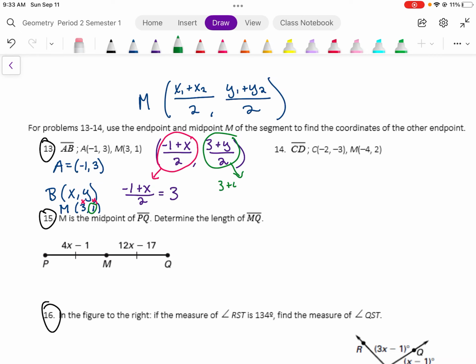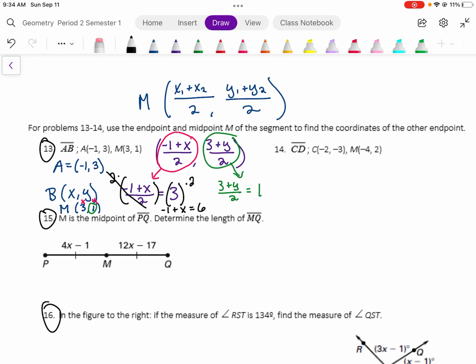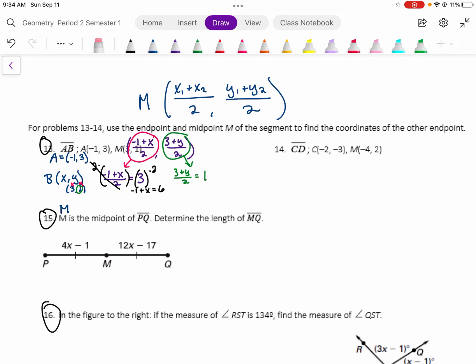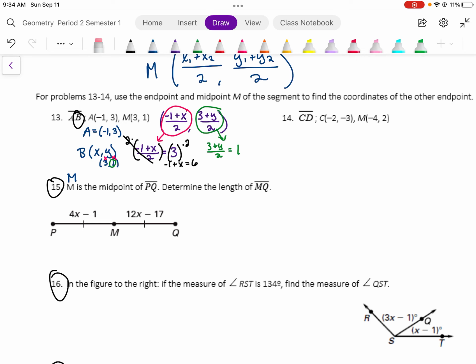In this one, we can have 3 plus y divided by 2, and that's going to be equal to 1. So we would solve these equations by multiplying both sides by 2. Those simplify, and we would be left with -1 plus x equals 6. Then we can add both sides. I'm just going to make this all a little bit smaller so we have room. Okay, so then we can add the 1 to both sides, and we get x equals 7.